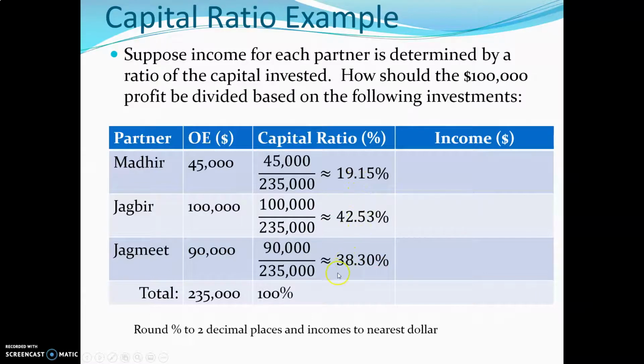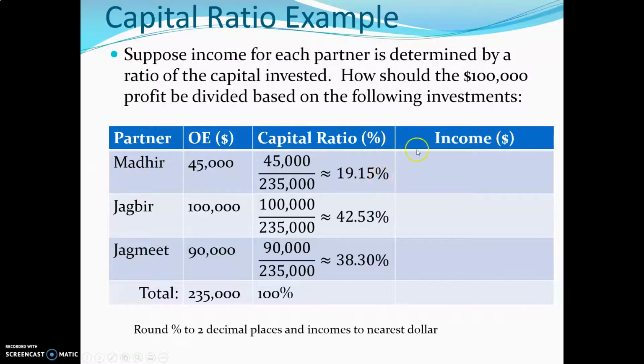Now there are some round off errors, and if we were to add these up, I don't think they'd be exactly 100%. If you want to be precise on how you divide the income, it would probably be best just to keep the ratios as is without chopping off decimals. And that's because we have rounding and chopping errors.